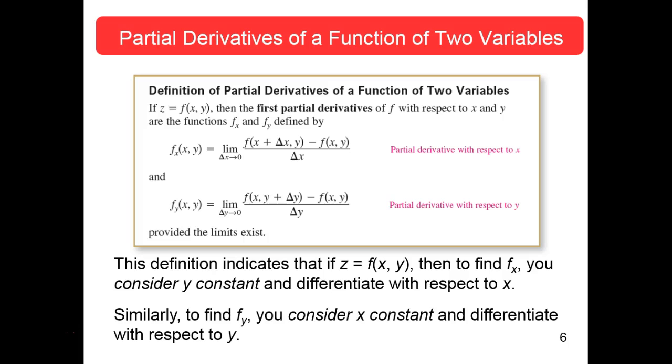The limit as delta y approaches 0 of f of x, y plus delta y minus f of x, y, divided by delta y. Here the x isn't changing any; the y is changing from y to y plus delta y. Then you divide that, and that gives you the limit there, provided these limits exist. Of course, if they don't exist, then all bets are off.